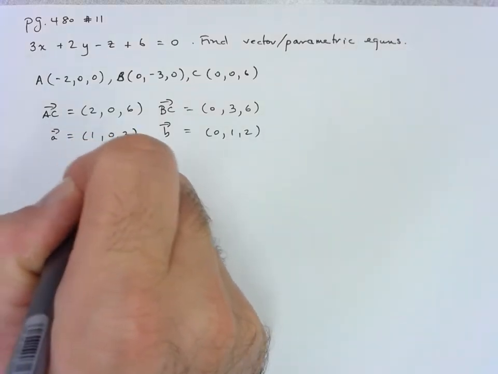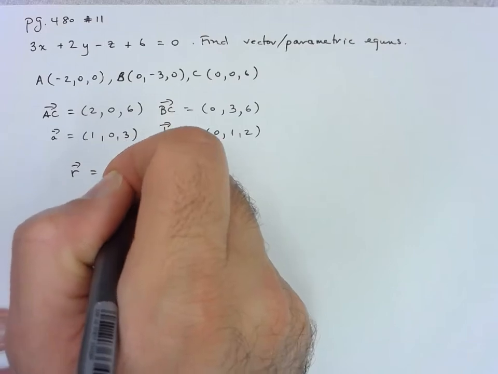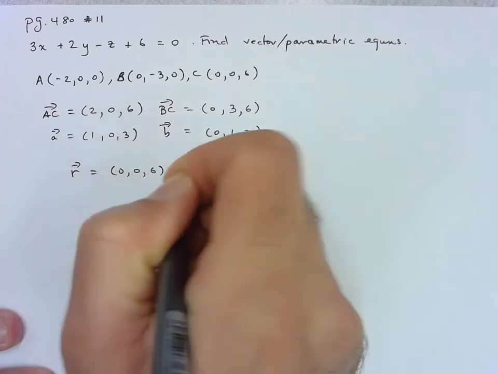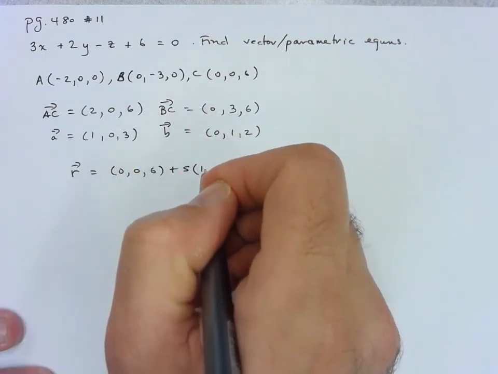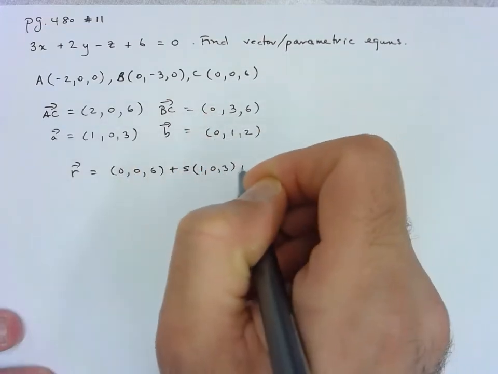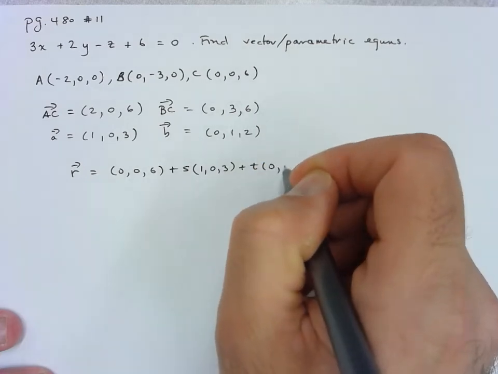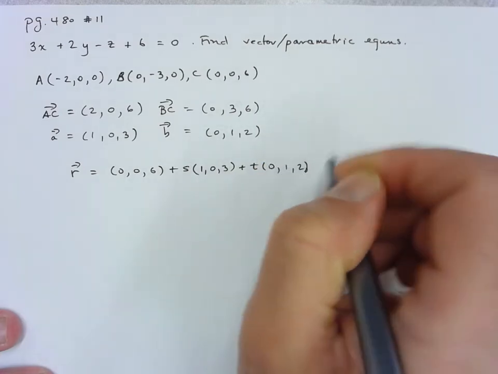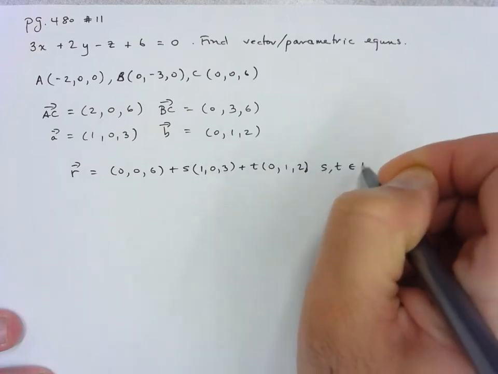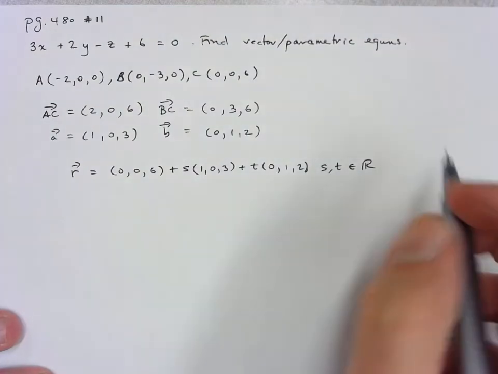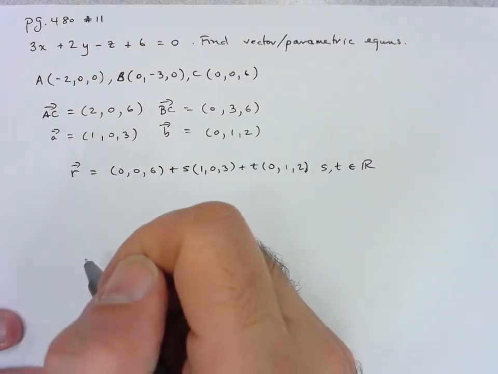So vector equation is going to be r equals, so I got to pick a point. I'll pick 0, 0, 6, the one with no negative. Okay, plus some parameter times my first direction vector, so 1, 0, 3, plus different parameter times my second direction vector, 0, 1, 2. Okay, and I should be specifying here that s and t are elements of the real number system, because they can take on any value in order to generate all points on this plane.